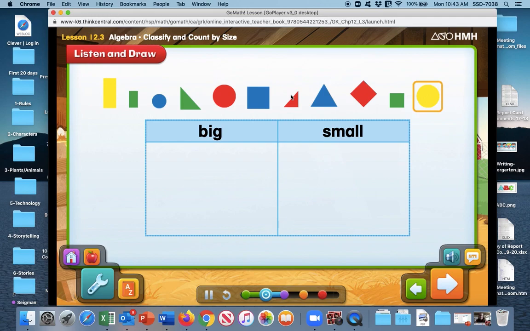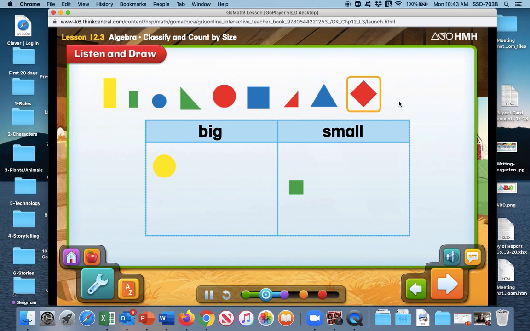In which category does this shape belong? Why? Big, because it's big. How do you know it doesn't belong in the other category? The other category is for small shapes. This shape is big. What about this shape? In which category does it belong? Small, because it's small.